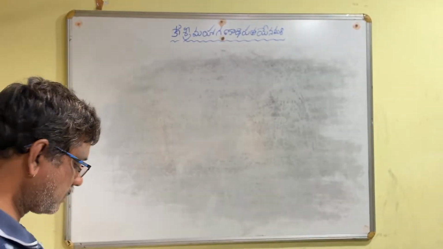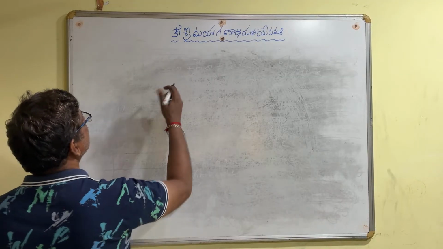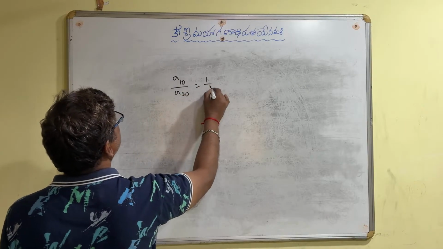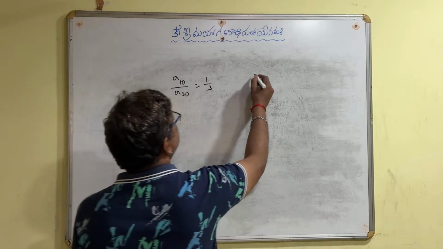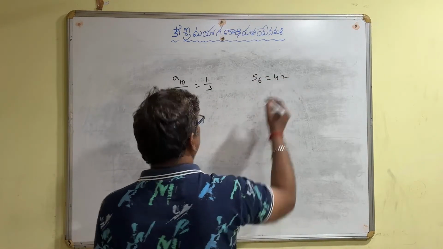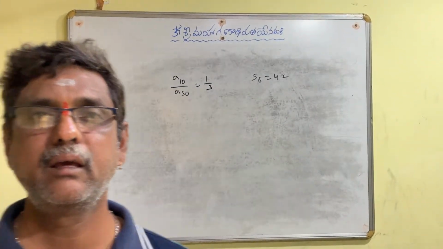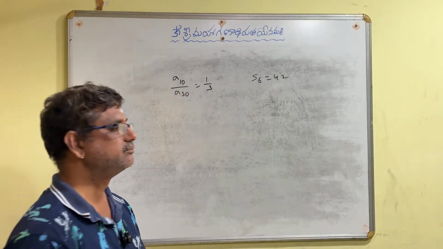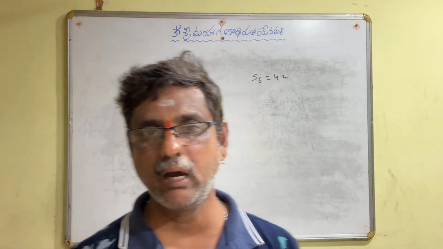The ratio of the 10th term and the 30th term, that means A10 by A30, is given as 1/3. And not only that, S6 is given as 42. We need to find out A1 and D. Okay?